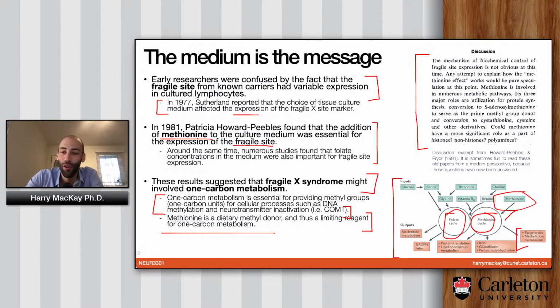Methionine is involved in numerous metabolic pathways. Its three major roles are utilization for protein synthesis, conversion to S-adenosyl methionine to serve as the prime methyl group donor, and conversion to cystathionine, cysteine, and other derivatives. Could methionine have a more significant role as part of histones, non-histones, polyamines?